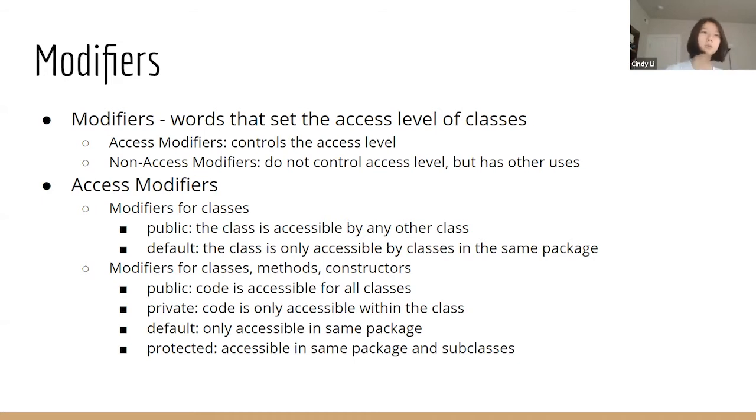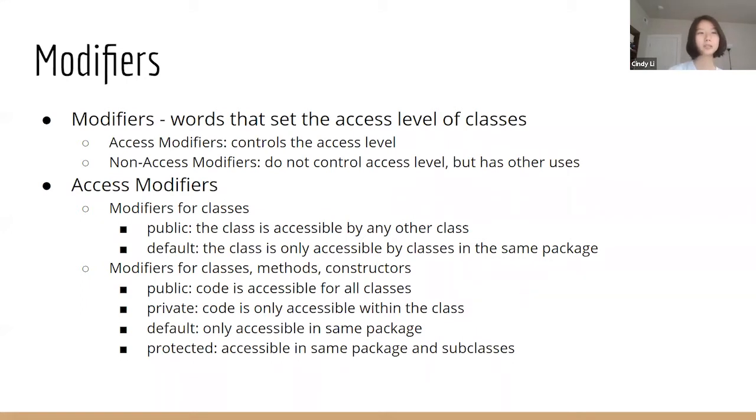All right, so what are modifiers? We've talked about them a little bit before, but modifiers are basically words that set the access level of a class. So who can access it, how they can access it, that's what modifiers determine. Now, there are 2 types of modifiers: access modifiers, which control the access level, and non-access modifiers. I know non-access modifiers sound a little bit silly, because modifiers, by definition, set the access level of a class. How do non-access modifiers exist?